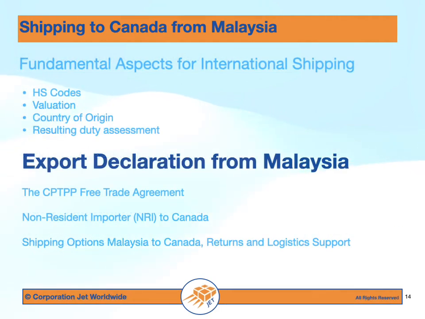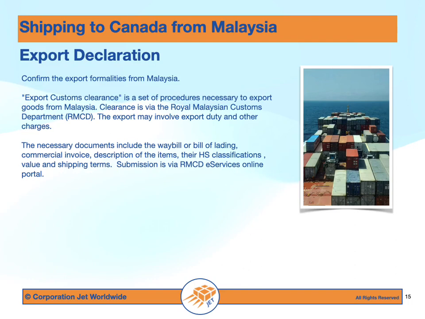Export declaration from Malaysia. Export customs clearance is a set of procedures necessary to export goods from Malaysia. Clearance is via the Royal Malaysian Customs Department, RMCD. The export may involve export duty and other charges. The necessary documents include a waybill or bill of lading, commercial invoice, description of the items, HS classifications, value, and shipping terms. Submission is via the RMCD e-Services online portal.